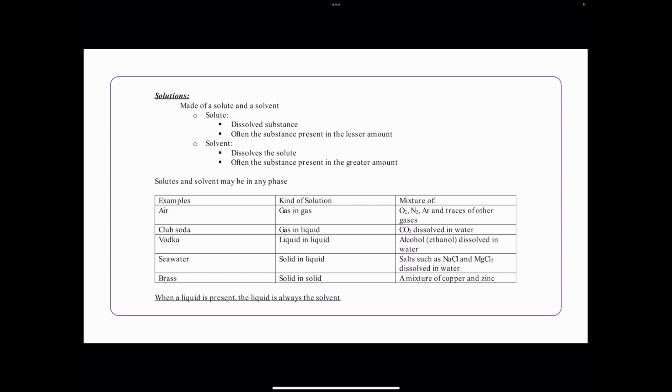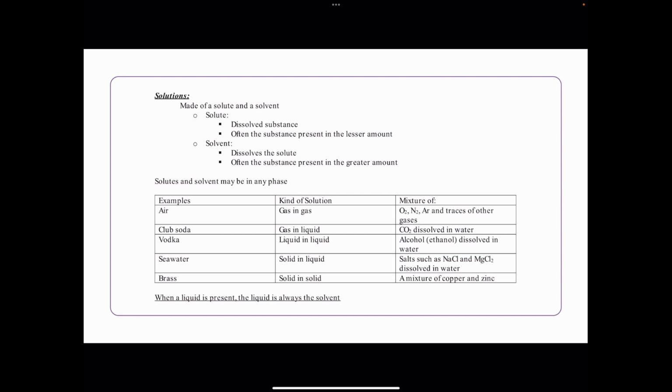So we've got some examples of solutions here. We've got air. It's a mixture of gas and gas. So we've got oxygen, nitrogen, argon, and traces of other gases mixed together. Another example would be something like club soda. So that's going to be gas dissolved in a liquid. So carbon dioxide dissolved in water. Something like vodka or any other alcohol that someone might drink. It's a liquid dissolved in a liquid. So you've got alcohol, ethanol, which is a liquid dissolved in water.